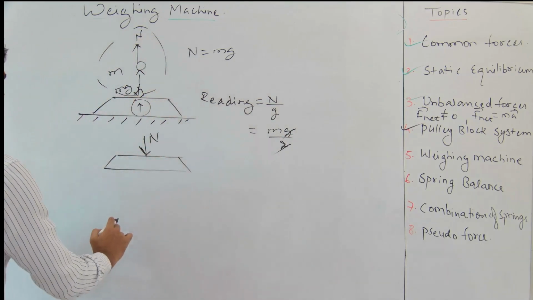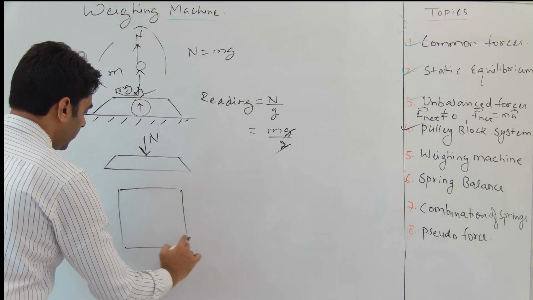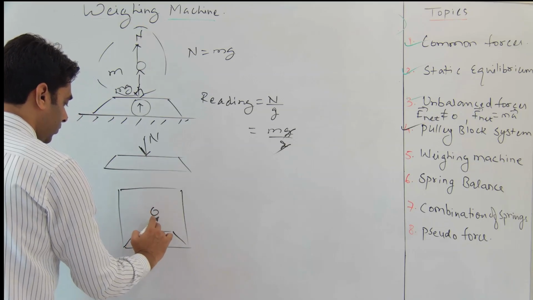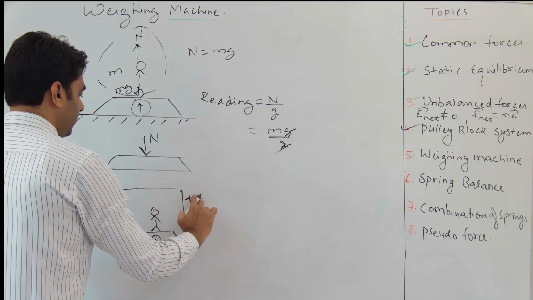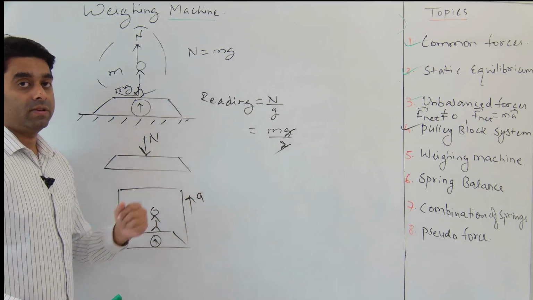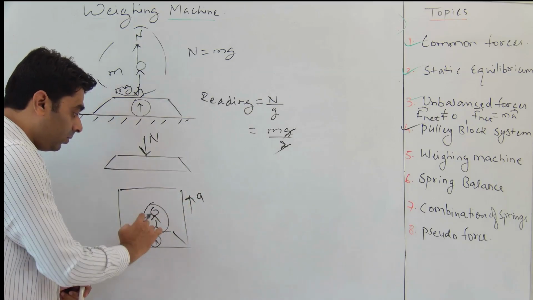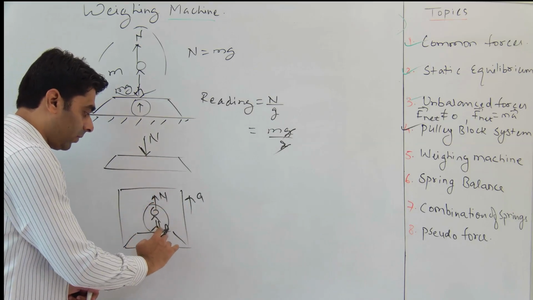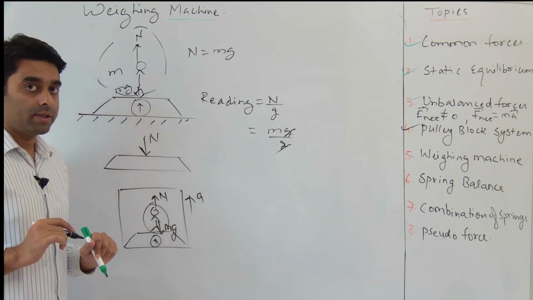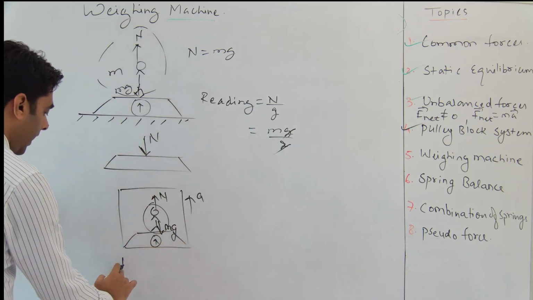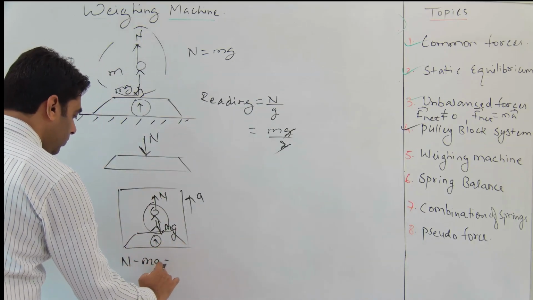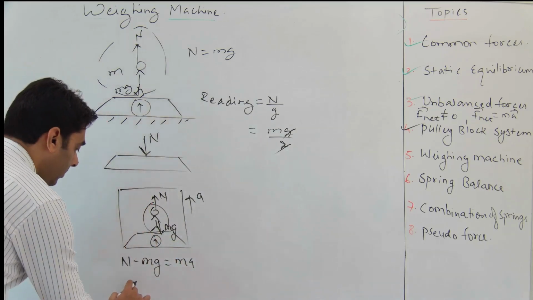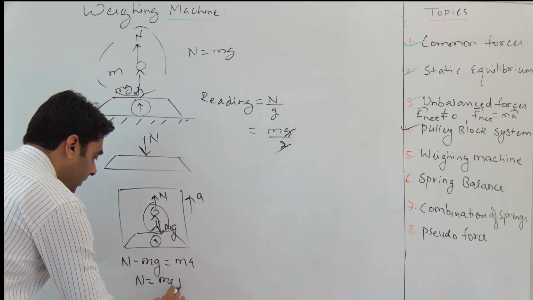Let's suppose that the weighing machine is kept in a lift which is moving up with some acceleration a. Now in this case, if we look at the FBD of the person, what all forces will be acting? Normal will be upward, mg will be downward. But now N is not equal to mg. What is the equation that is forming? Applying F equals ma on the person, N minus mg is equal to ma. So normal comes out as mg plus ma.